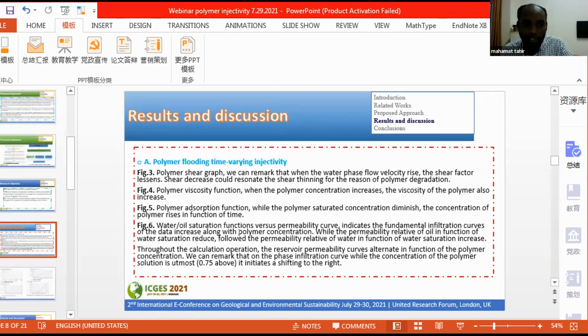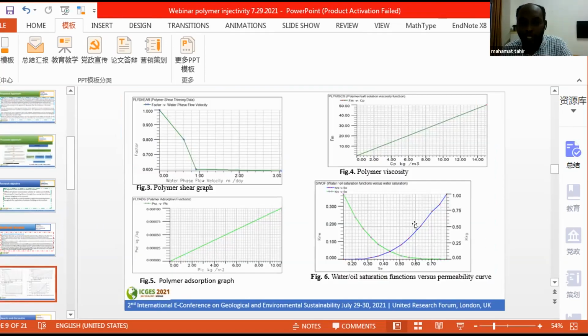And finally, we have the sixth figure, which is the permeability curve as a function of the infiltration of the delta increase, which is during the polymer injection. In this one, we see that when the permeability of the oil decreases, the water increases as a function of the polymer. And we can see here there is a shifting, which has been impacted directly by the injection of the polymer.